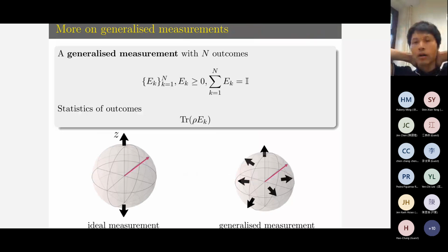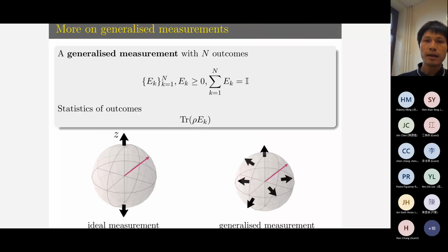So before going into the detail, I repeat what generalized measurement is and how we understand them, or how we imagine them. As I already said, the generalized measurement is described by n operators, which are positive and sum up to identity, and the statistics are given by tr(rho E_k). Each of the E_k are called the effects.